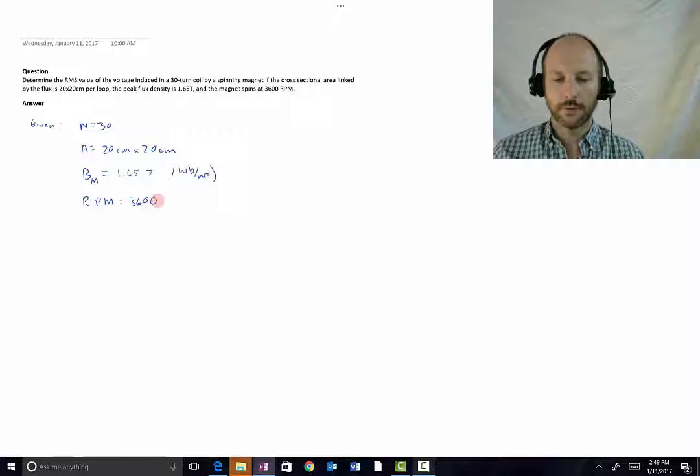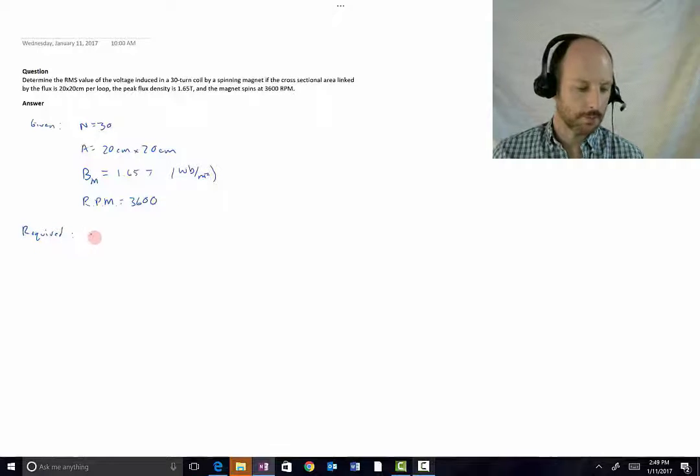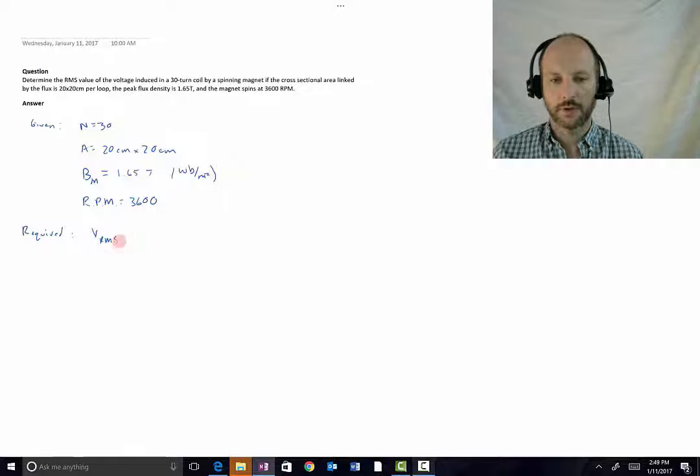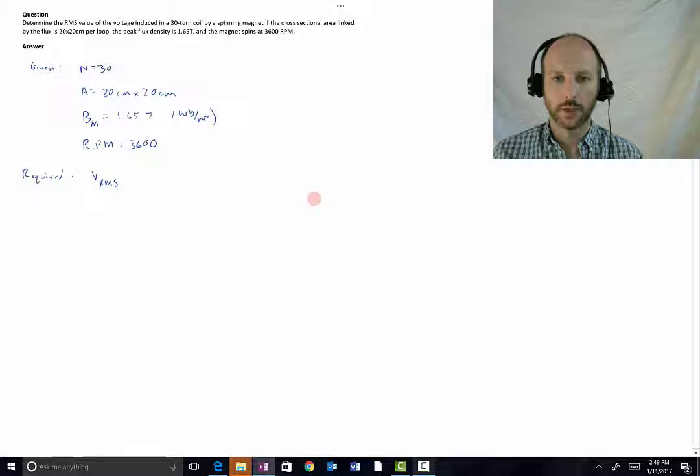And then we need to know how fast this magnet is spinning. That's 3,600 RPM, which stands for rotations per minute. And we are asked to find what is the induced RMS voltage in the coil of wire by this spinning magnet.